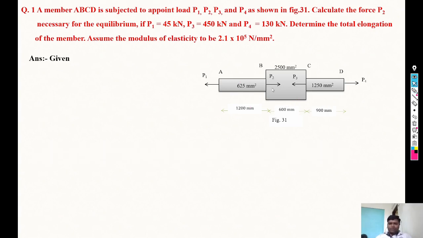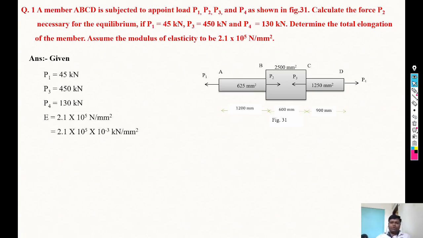So first we need to calculate this P2 force, because P1, P3 and P4 forces are given in the numerical. So for the equilibrium condition, just apply summation Fx equals 0. Why Fx? Because all forces are horizontal. So just apply summation Fx equals 0, then we can calculate P2 by using that Fx equation. So as per our method, write down the given data. P1 is 45, P3 is 450 kilonewton, P4 is 130 kilonewton, and E is given, that is 2.1 into 10 to the power 5 Newton per mm square.